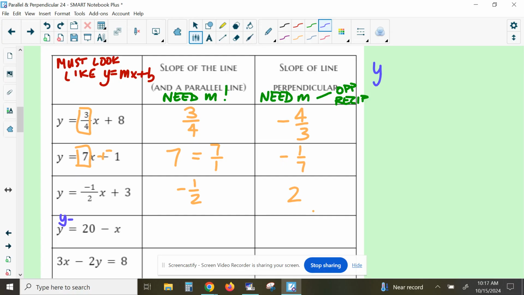So right now, it does not look like y equals mx plus b. So I've got y equals 20 minus x. Okay, so what are some things I need to do to this guy to make him look like y equals mx plus b? I do have the y in the correct spot, right? And I do have the equals in the right spot. But he does not look like mx plus b. What do I need to do?